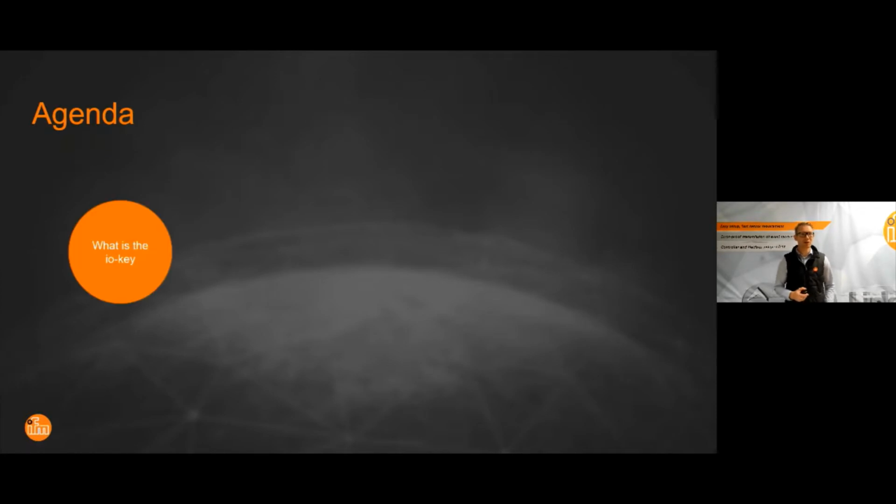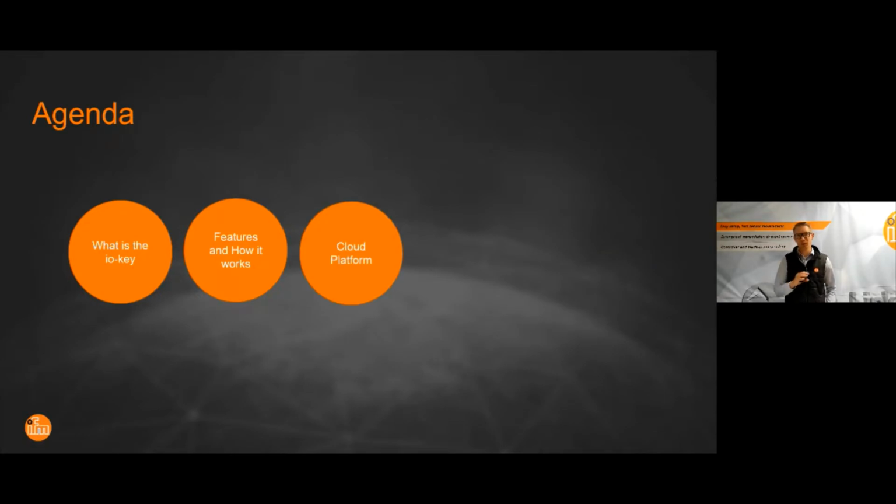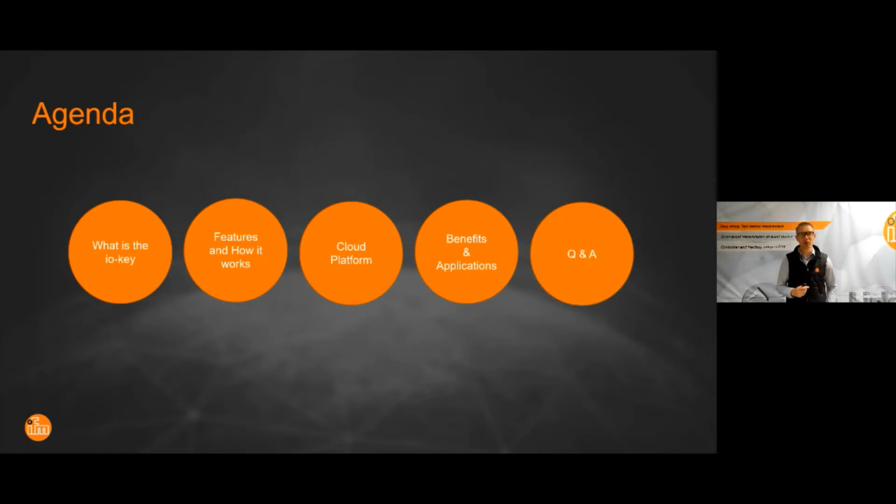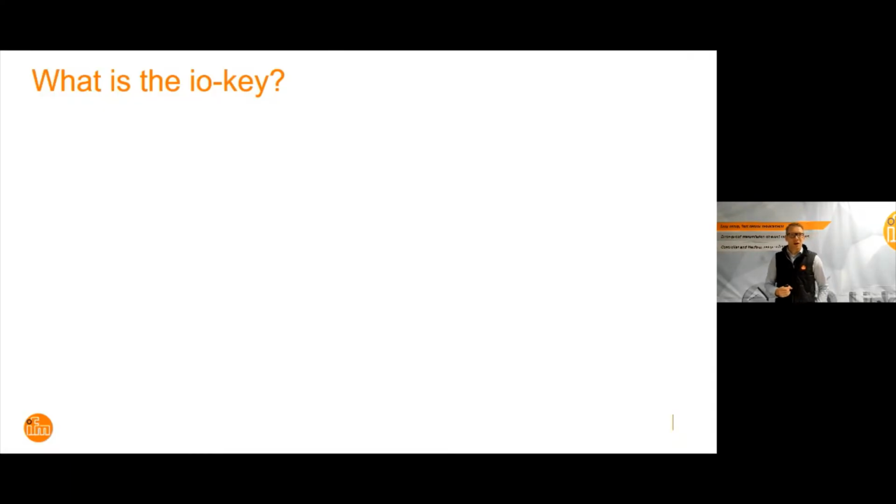So let's have a look at our agenda. On our agenda today, very quick, very basic. We're not going to jump into too much detail, but let's have a look at what the Ioke device actually is. Then we're going to have a look at the features and how the Ioke device works. We'll have a look at the cloud platform. So the Ioke is reporting to a cloud platform, and we'll have a quick look at how the cloud platform actually looks and what we can do from the platform. Then we will look at a few benefits and applications. And lastly, as mentioned, we will jump into a few questions and try to answer these questions for you. So without wasting any further time, let's have a look.